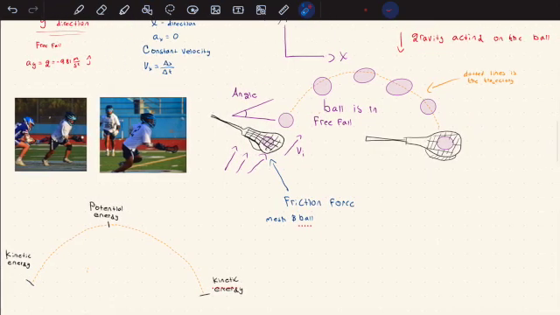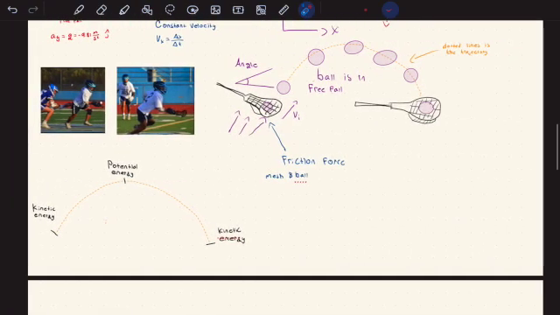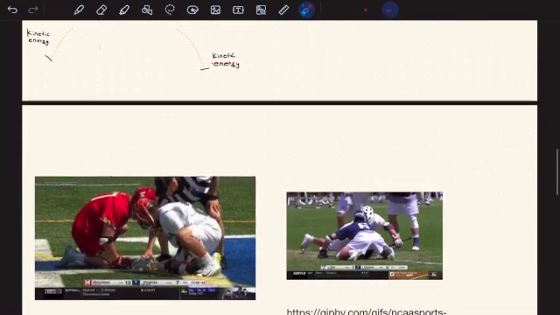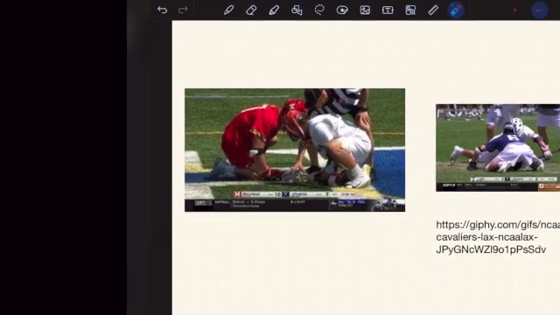I will explain here, there's kinetic energy going from here to here. Kinetic energy decreases while potential energy increases. And from this point, potential energy decreases while kinetic energy increases. Right now I have a GIF, but I'll show you a YouTube video. Let's play it here.